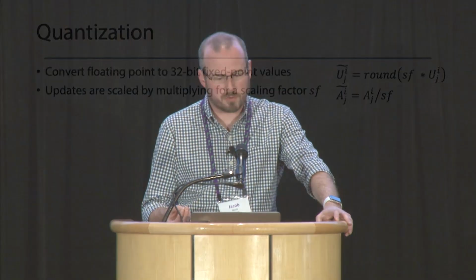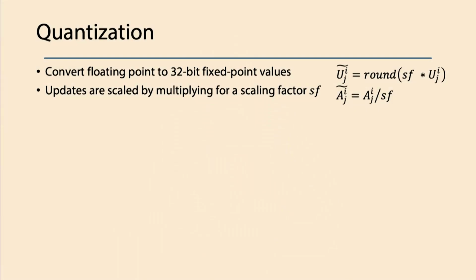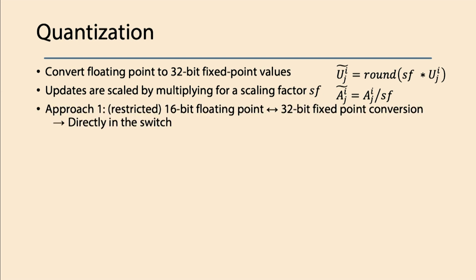I'll talk briefly about our quantization approaches. We explored a couple different approaches. The basic idea here is just that to convert floating point to some sort of fixed point value, we just need to multiply by a scaling factor and round on the way to the switch. And then when an integer aggregated update comes back from the switch, we need to convert it back to a floating point number by dividing by the scaling factor.